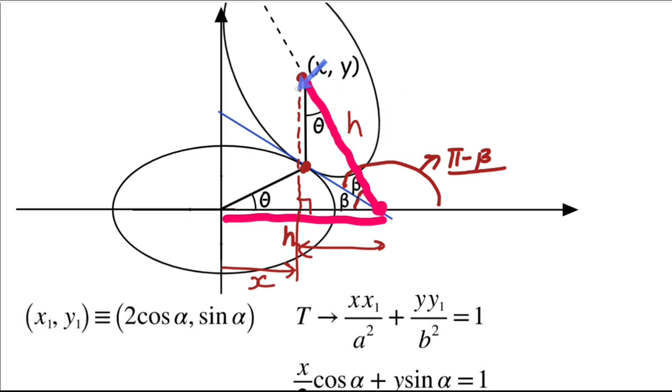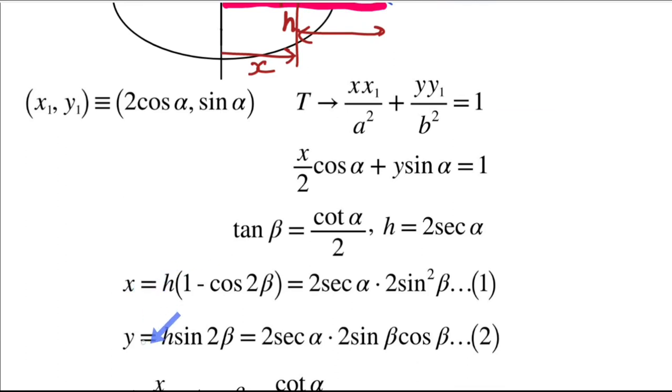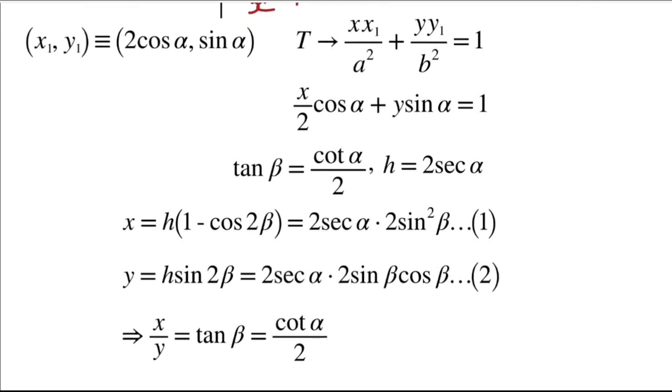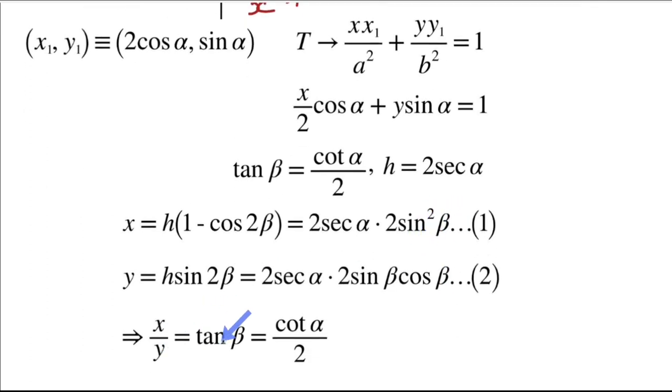And also the y coordinate part will be equal to this height, and this height is nothing but in this right angle this is going to be h sin 2 beta, right? So we will write the value of x and y from here, and we will use some trigo to simplify this. So let us say this is my equation number 1 and this is my equation number 2, and I was given this quantity tan beta equal to cot alpha by 2. If I divide these two equations, I will get x by y equal to tan beta, and we also know from here that tan beta will be equal to cot alpha by 2, right?